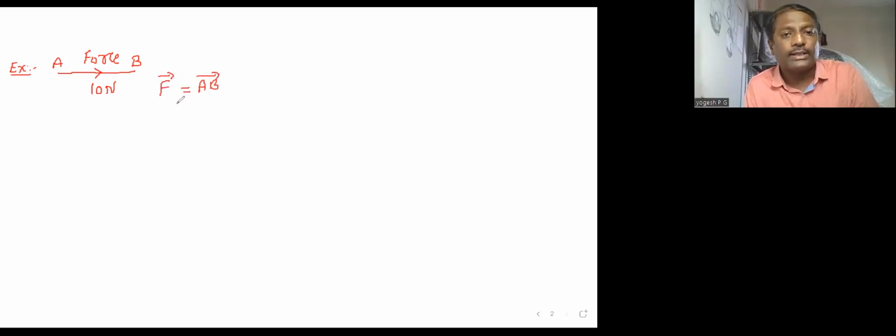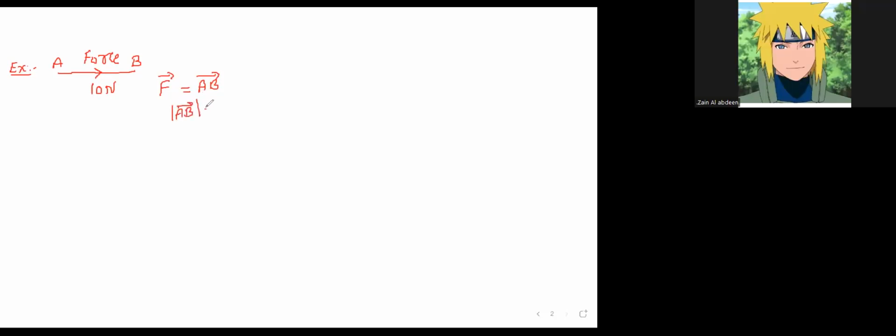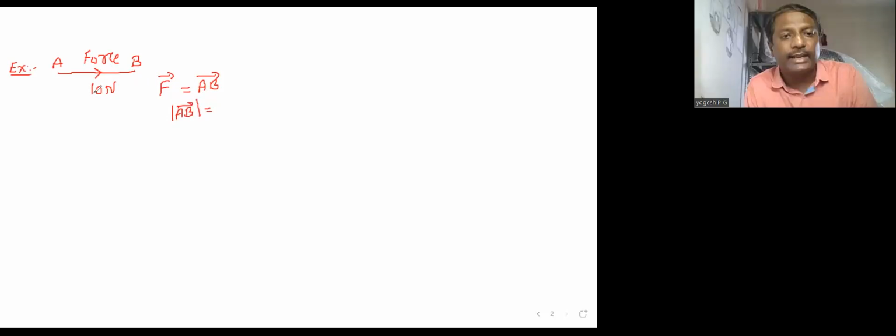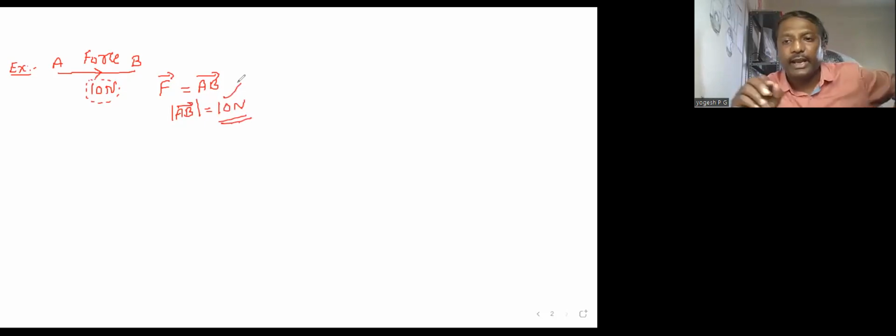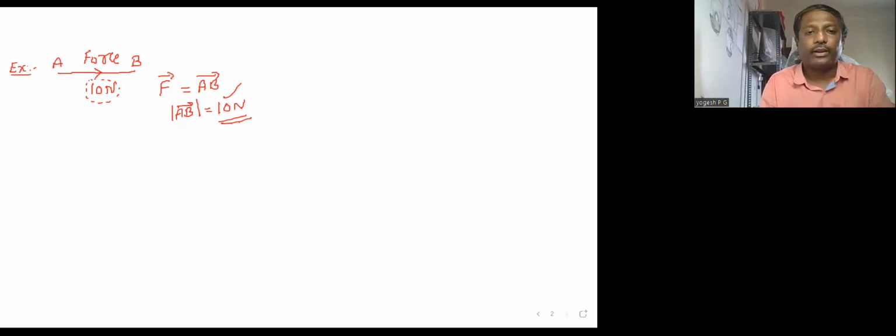Can you tell me what is the magnitude of the AB vector? 10. Magnitude means only the number, that is this. That is, the magnitude of the AB vector is 10 Newton. So 10 is the magnitude here. There is no need to represent the vector notation there.